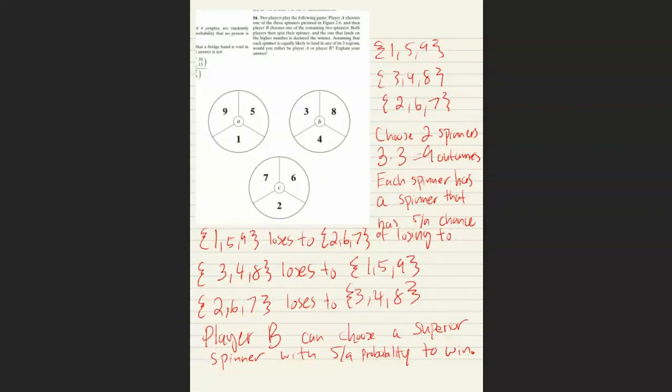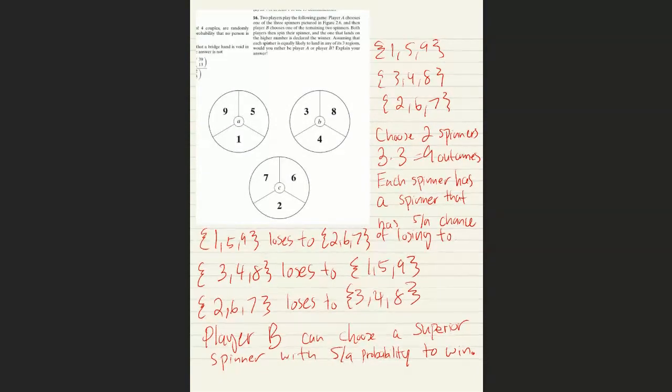So by numbering the ordered pairs you could get with each of them, there's 9 outcomes, and for each spinner there's a spinner with a 5/9 chance of winning by just counting the number of ordered pairs where they would win. So it ends up being that player B can choose a superior spinner with a 5/9 probability to win, based on whichever spinner person A chooses.